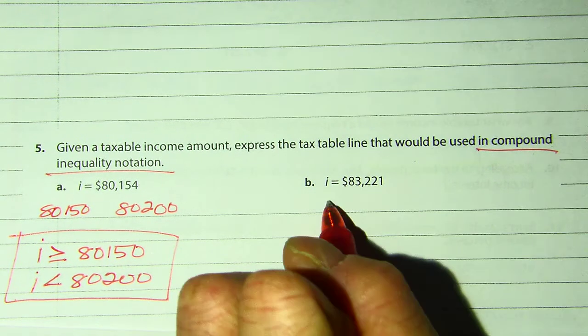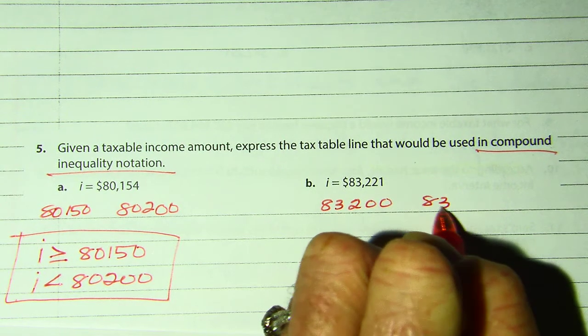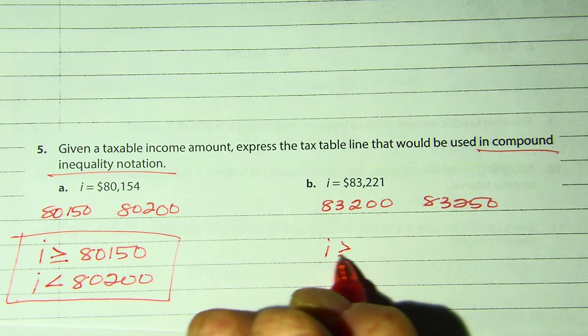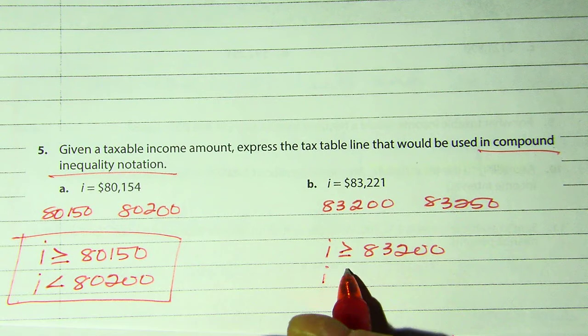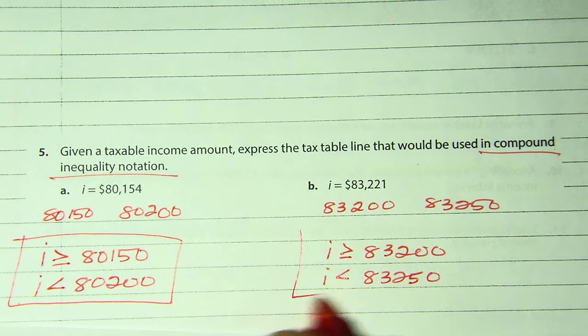For the next one, this is 83,200 and 83,250. So I would write my income has to be greater than or equal to the first, or the income has to be less than 83,250.